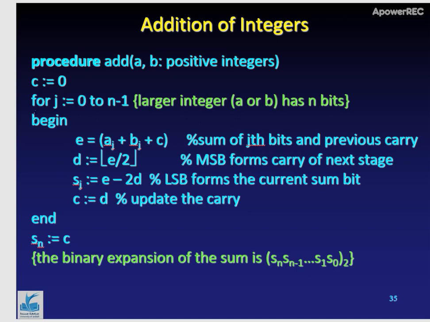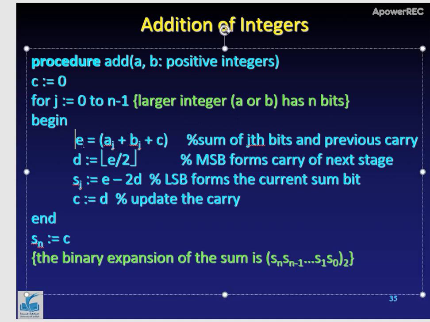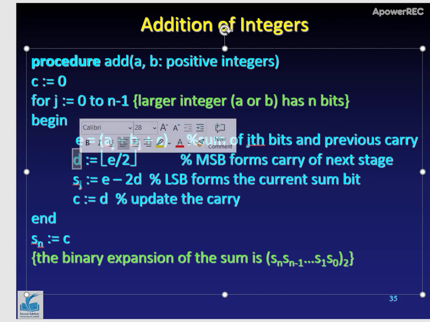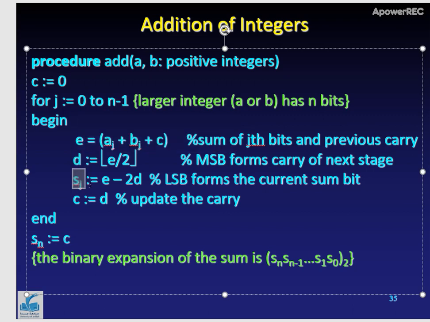And then we have a loop which runs once for each bit in the summands, the operands of the sum. So in each stage we compute the sum of the relevant bits and the carry from the previous stage, and this sum is then converted to the most significant bit and the least significant bit as follows.